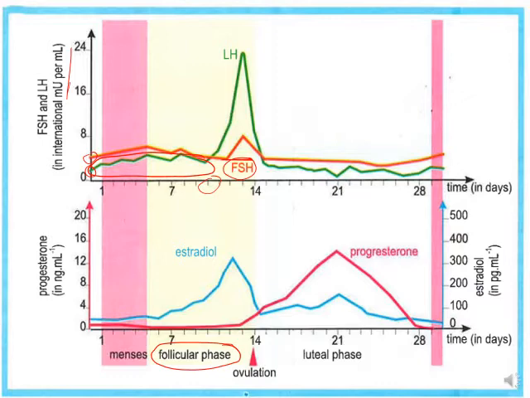Around the day of ovulation, which is day 14, what happens? We have a simultaneous increase in the levels of LH and FSH. FSH increases to reach about 8 mU, and LH increases to reach about 24 mU.